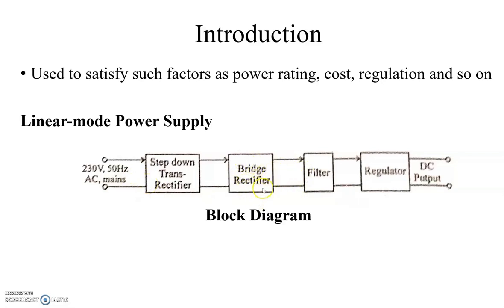This bidirectional AC voltage is converted into unidirectional voltage using the bridge rectifier. Here the filter block is used to remove the unwanted ripple content of this pulsating DC voltage, and so we get pure DC output. Finally, the output of the filter is passed to a regulator which gives a stable DC output, and it is independent of load variation and input supply fluctuations.